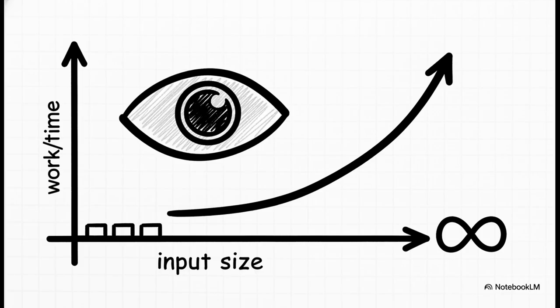So there's a formal name for this whole idea of measuring how an algorithm scales. It's called asymptotic analysis. Sounds complicated, right? But it's really just a fancy way of saying we're looking at how the algorithm performs when the input size gets unbelievably huge, like when it's heading towards infinity. It helps us predict how our code is going to behave when it's really put to the test.